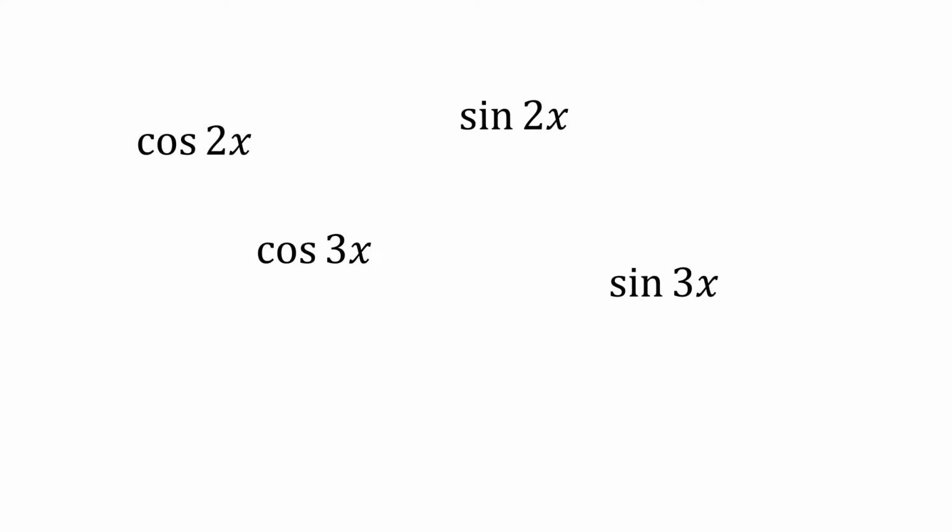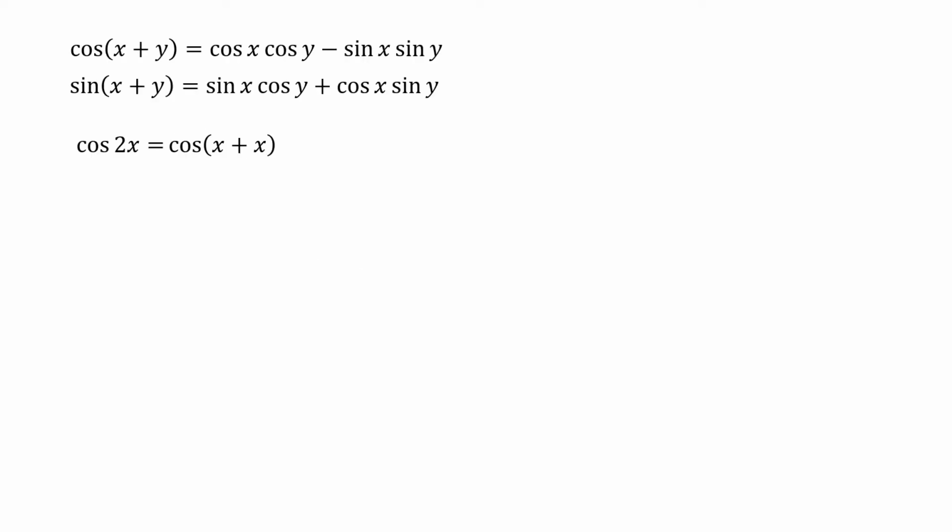Now we're going to talk about how to calculate cosines and sines of double angle and triple angle, okay? 2x and 3x. So we'll start with cosine of 2x. First of all, if you look at the top, what I show at the very top is two formulas that we need to use today. It's a cosine of sum and sine of sum, which we derived in the previous videos. And now we're going to look at cosine of 2x.